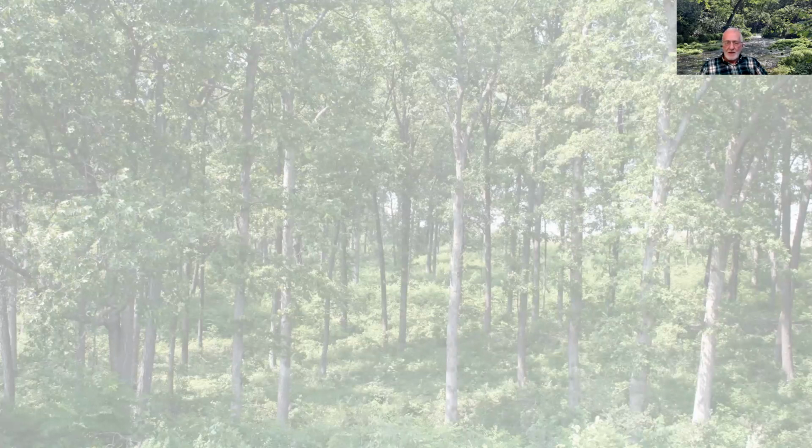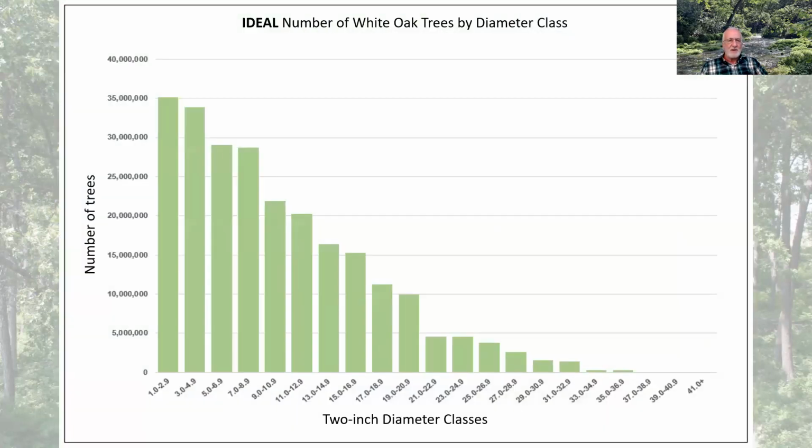So what that looks like graphically is something like this: the ideal number of white oaks by diameter class, if you will. Number of trees is along the y-axis, and then 2-inch diameter classes, and we measure a tree 4.5 feet above the ground. Diameter breast height, or DBH, that's a term that you'll hear time and time again. But going all the way on the left, from those saplings that are 1 to 3 inches in diameter, all the way up to those that are reaching harvestable size.